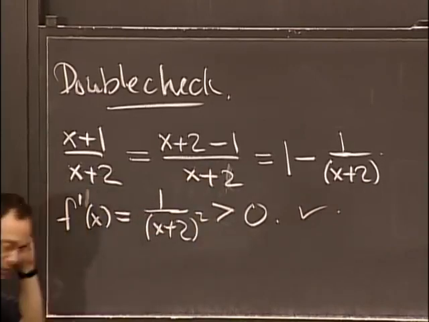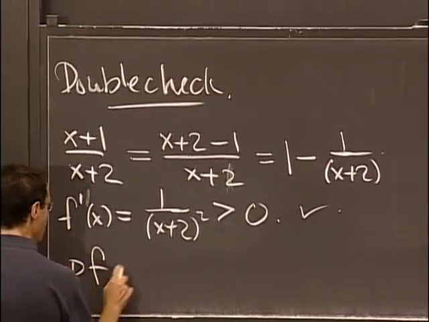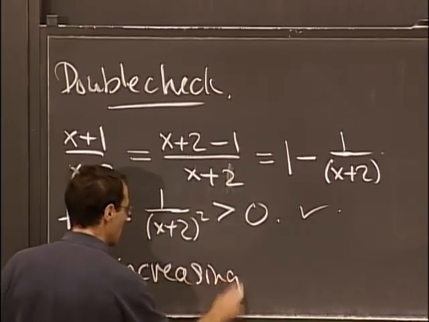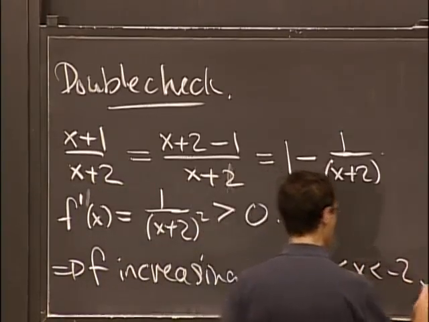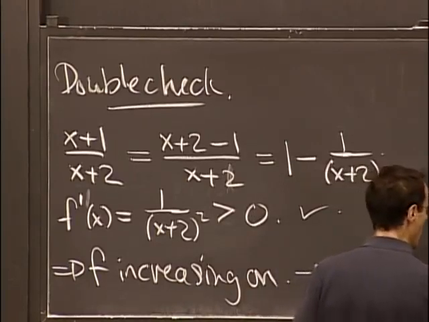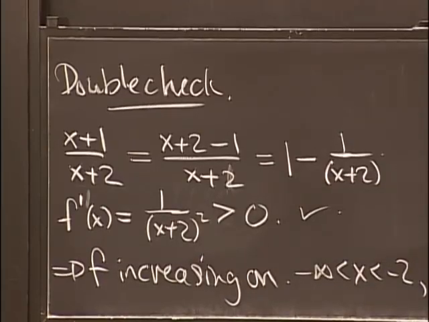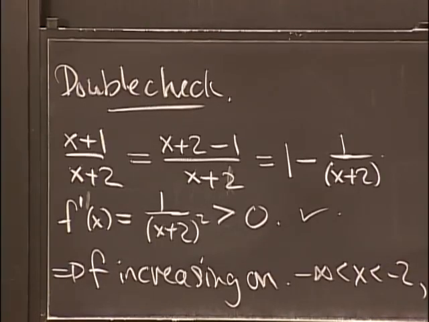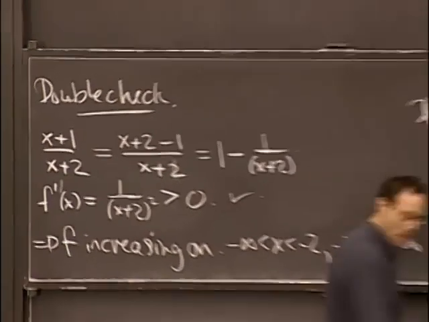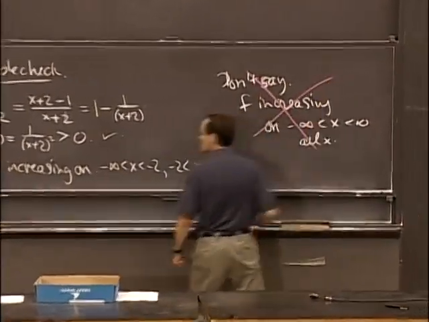But now there's one more thing that I want to just have you watch out about. So this means that f is increasing on the interval from minus infinity to minus 2, and also from minus 2 all the way out to infinity. So I just want to warn you, you cannot say, don't say f is increasing on minus infinity to infinity, or all x. Okay, this is just not true. All right, I've written it on the board, but it's wrong. I better get rid of it. There it is. Get rid of it.